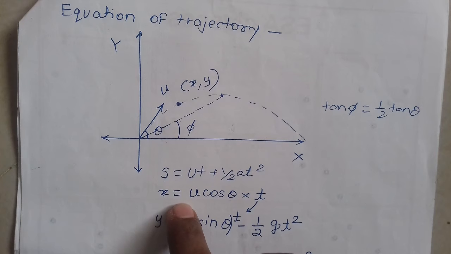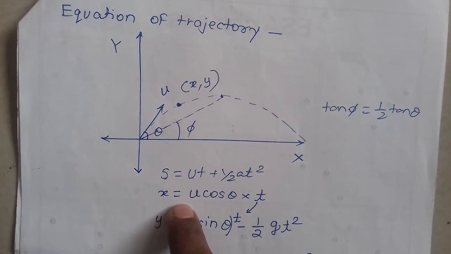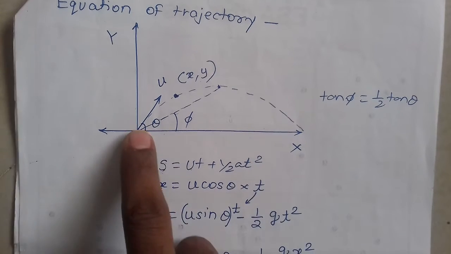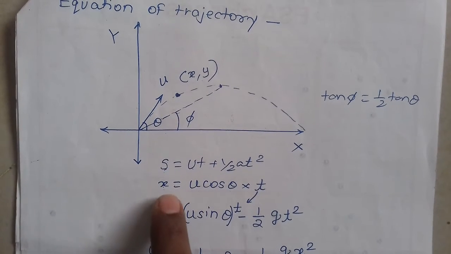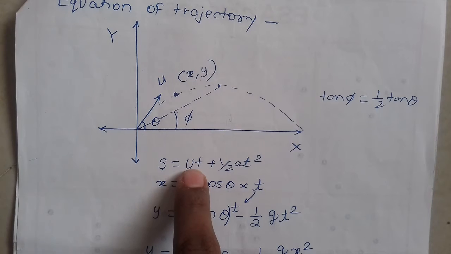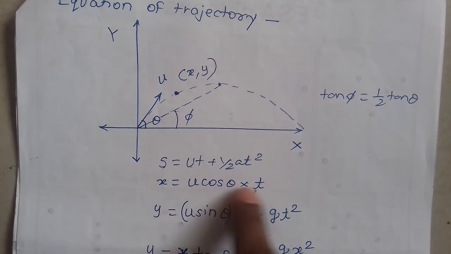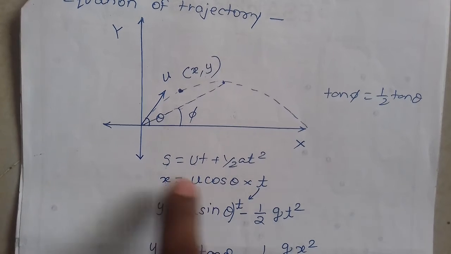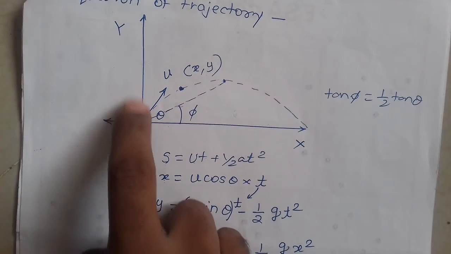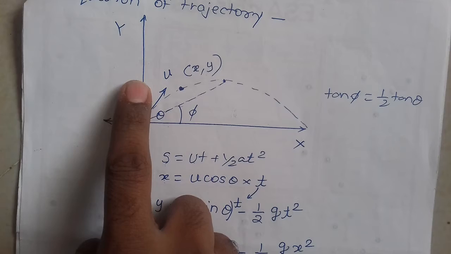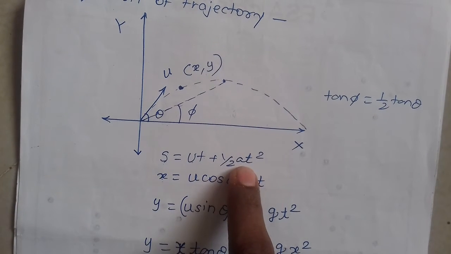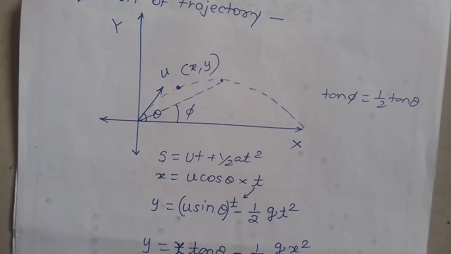So we will first find the horizontal displacement. Displacement is ut plus half at square. Displacement is x, therefore s we have written as x. We are writing this equation for horizontal components, therefore u should be horizontal. u cos theta is horizontal velocity, and u sin theta is initial vertical velocity. So u cos theta into t. Acceleration horizontal is 0, therefore this part is 0.